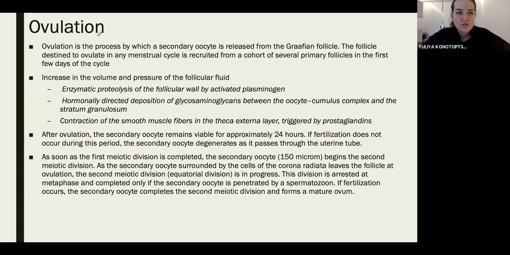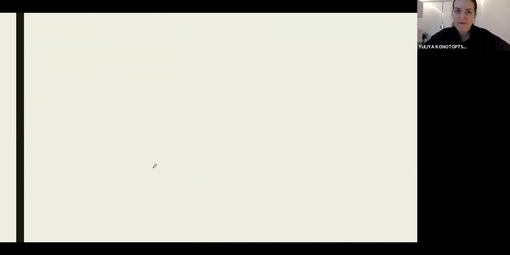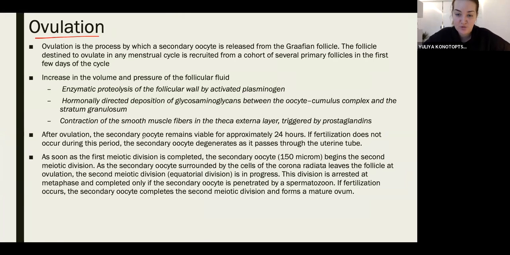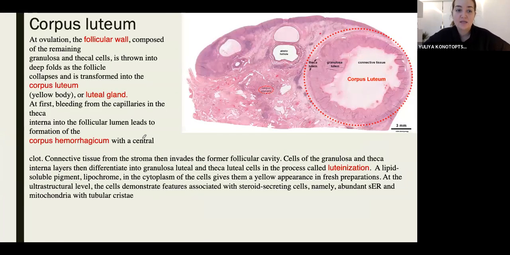Okay, the entire process of ovulation, we will talk about it next class. We'll go back to this part and there is an area where I will draw it for you, because we don't have time right now. So next class, we'll talk about ovulation. I'm skipping this and we go a bit forward.